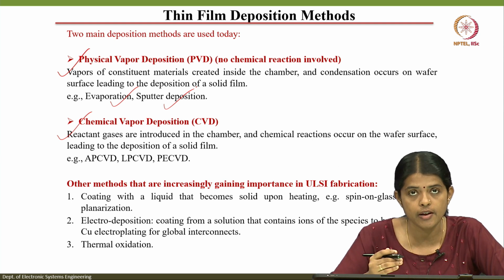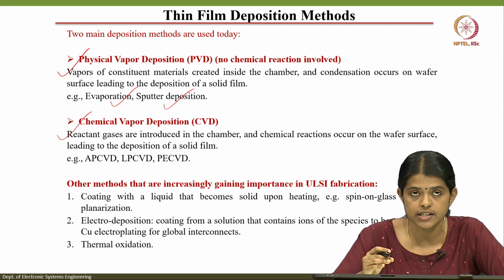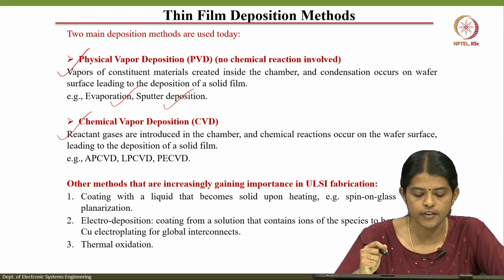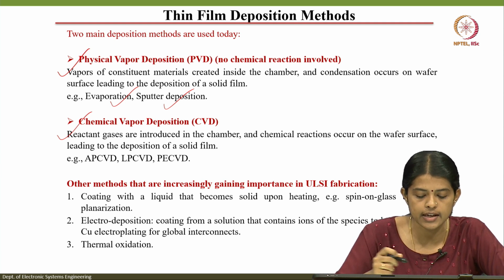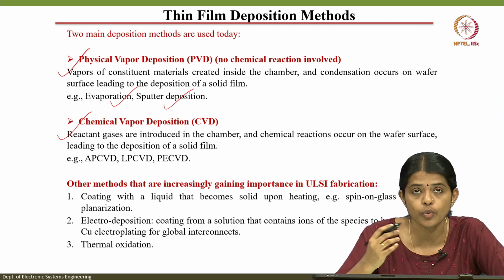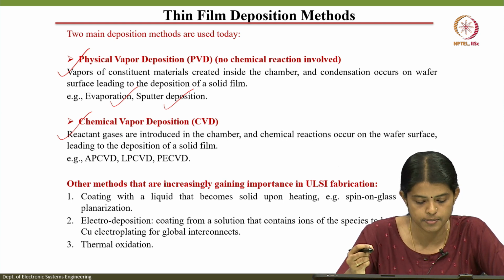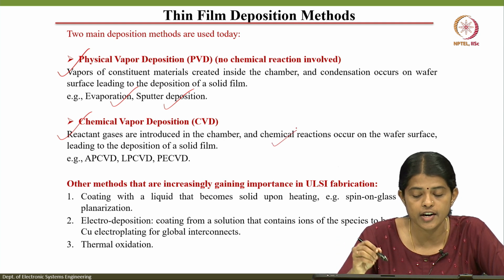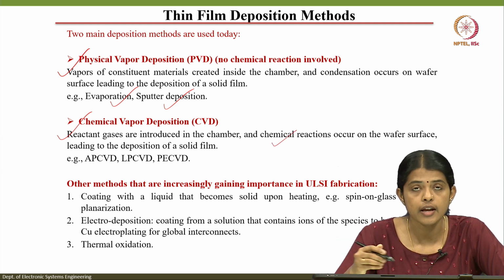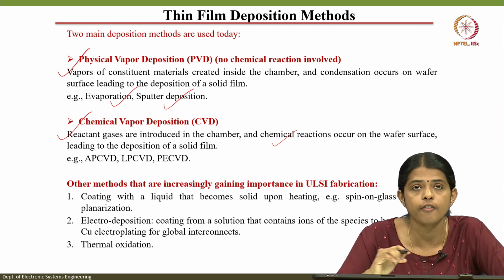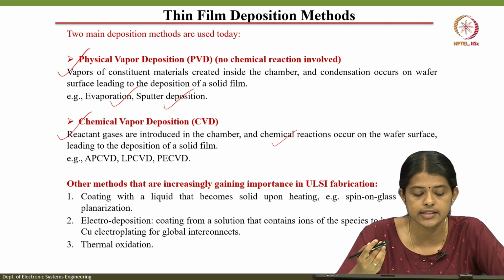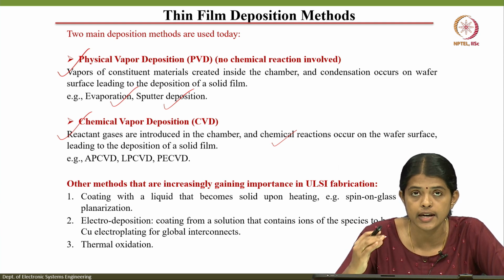But coming to the chemical vapor deposition method, as the name suggests, there are some sort of chemical reactions taking place in the chamber. For example, in a chemical vapor deposition technique, the reactant gases which are required to realize a particular thin film on a substrate are introduced into the chamber, and then various types of chemical reactions take place on the surface of your wafer, and as a result a thin film will be formed above your wafer surface.